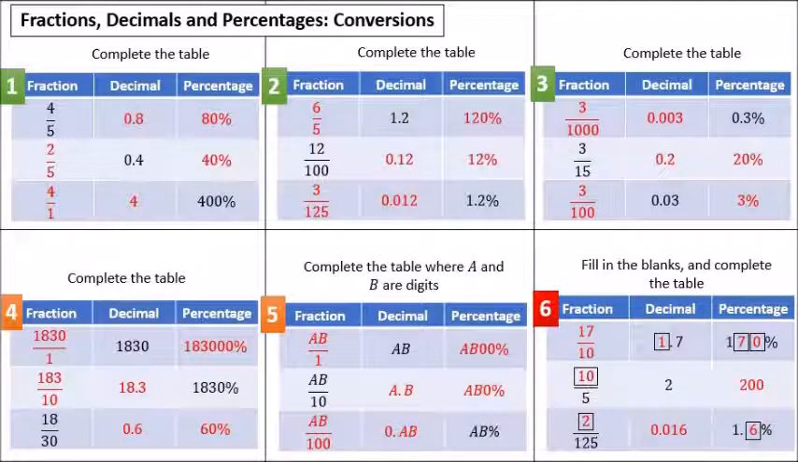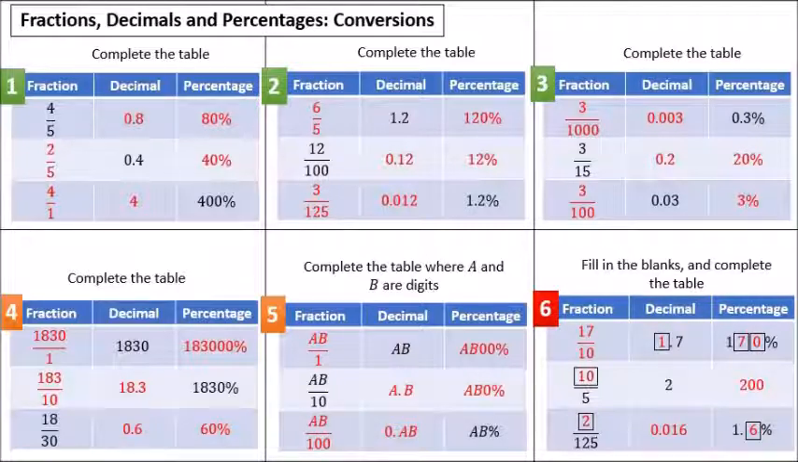And then 18.3 is the same as 183 divided by 10, so we get 183 over 10. 18 over 30, we can divide the numerator and denominator there by 3, so that becomes 6 over 10, or 0.6, which is the same as 60 over 100, or 60%.